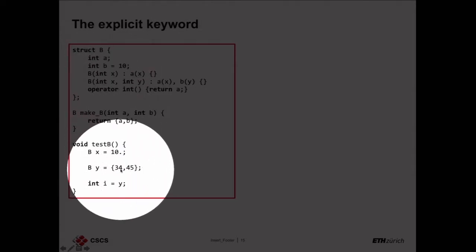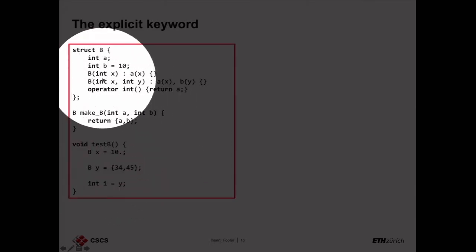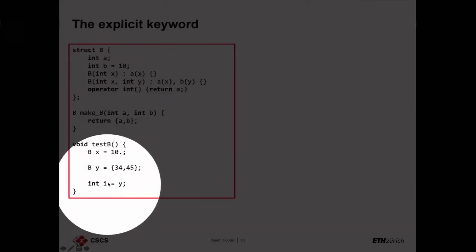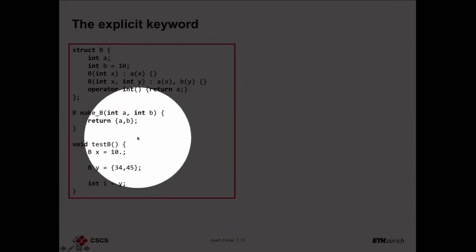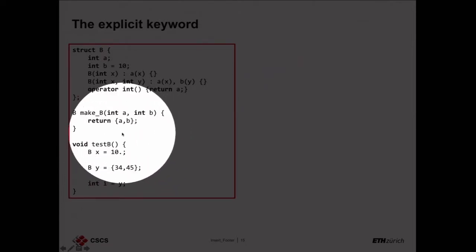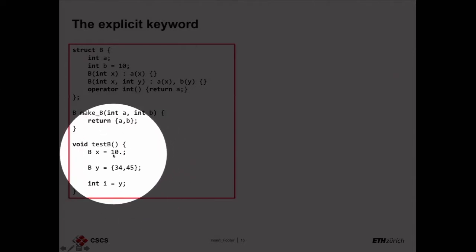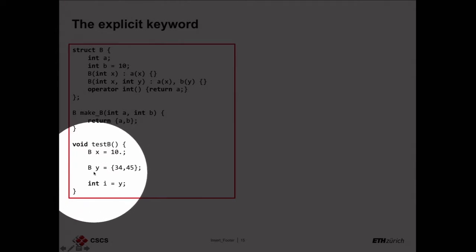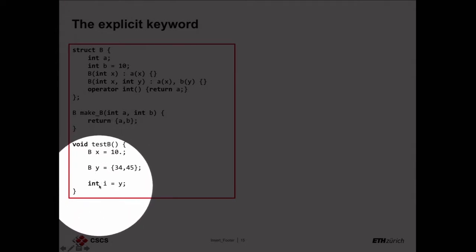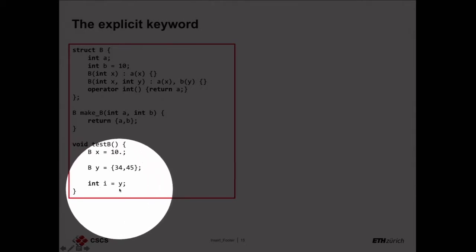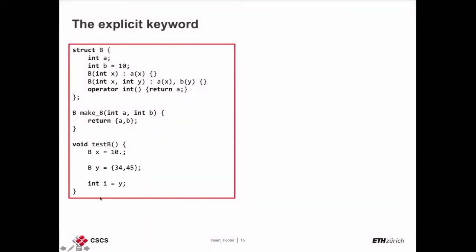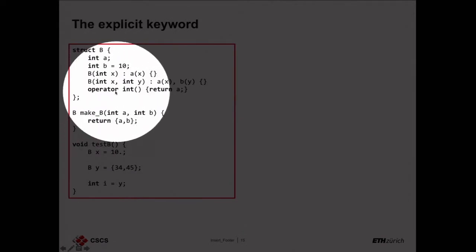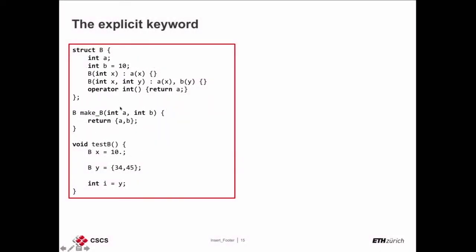Here I can construct 34, 45. Well, this is obvious. It goes to this constructor. It takes two integers. And as it's an equal, here it is the same thing, right? I don't see the type on this right-hand side, but I know that I'm going to assign to a B, so I'm going to call the constructor of B. And then I have an integer I, then I can assign from y. So I can say I equal y, which will call this operator int, this conversion operator.